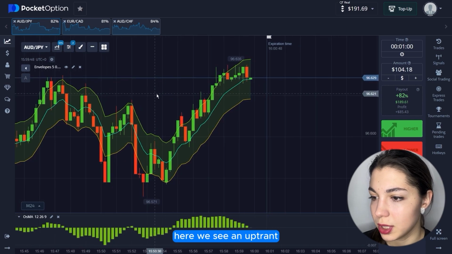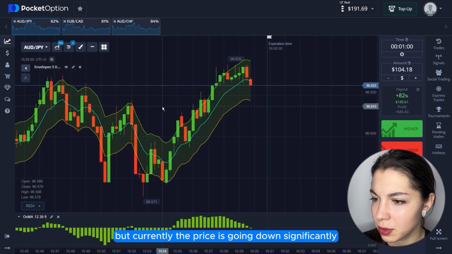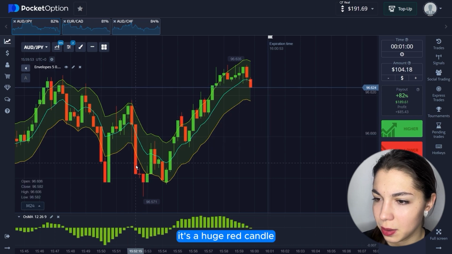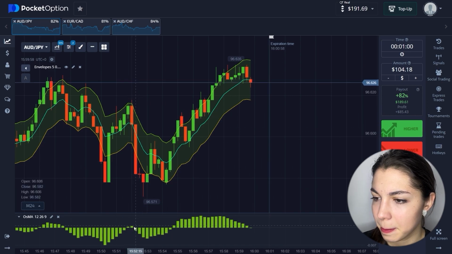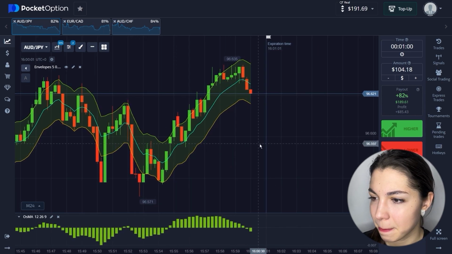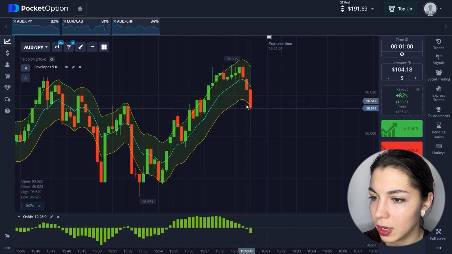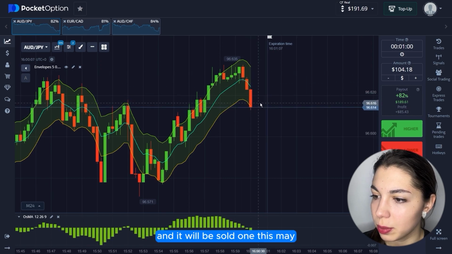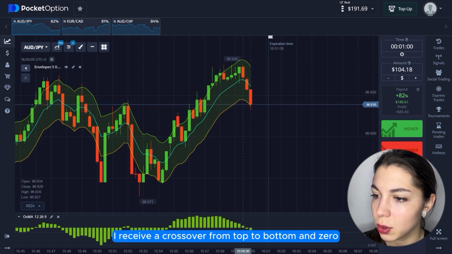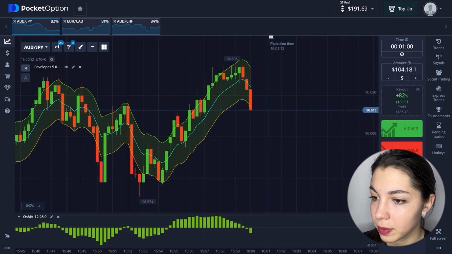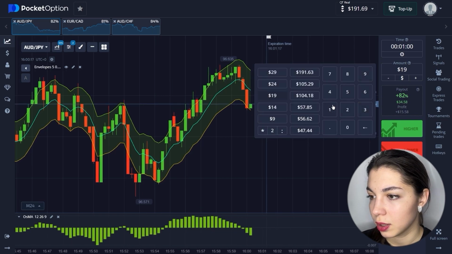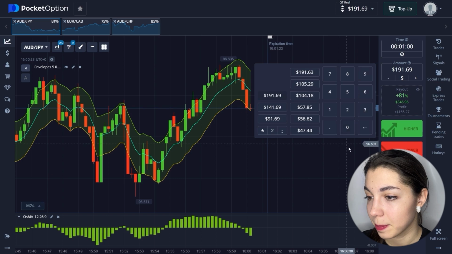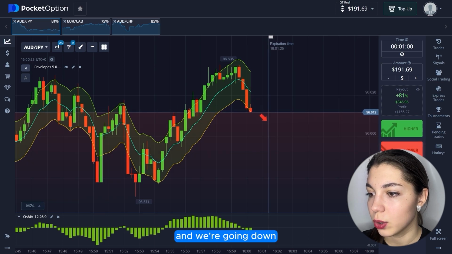Moving to the AUD and GBP pair. Here we see an uptrend, but currently the price is going down significantly. We see huge red candles, so we most likely won't enter an uptrend here. There are two big red candles, and there will be a third one. On this indicator, we see a crossover from top to bottom through zero. Let's update the trade amount, set it to $191. And we're going down.